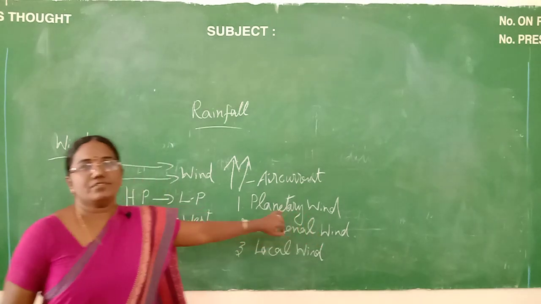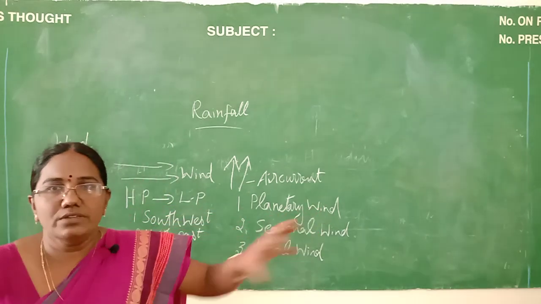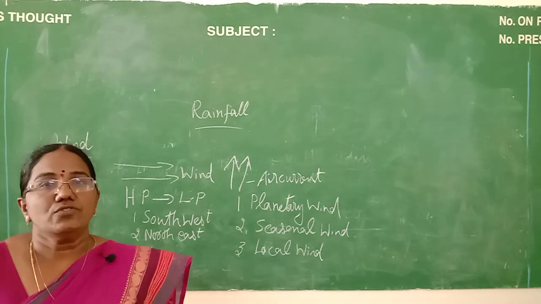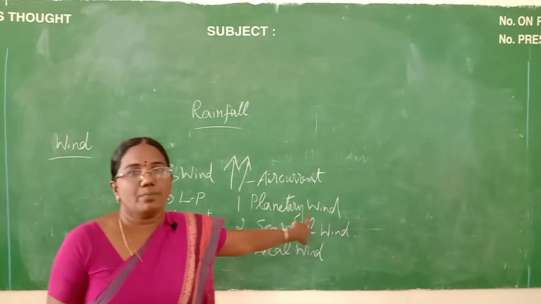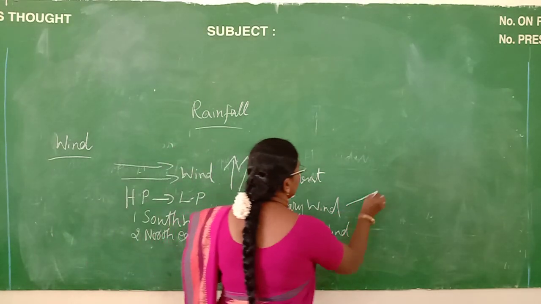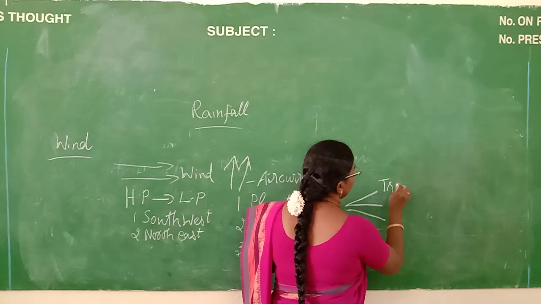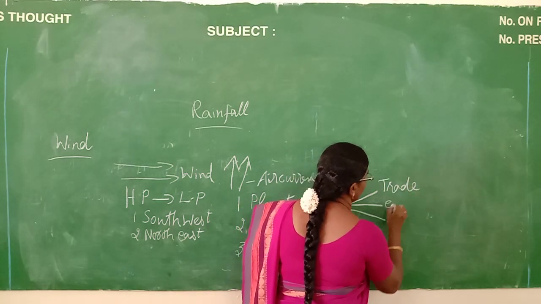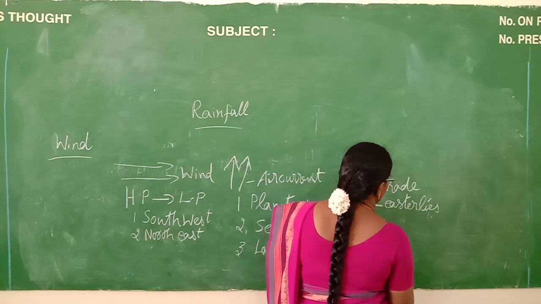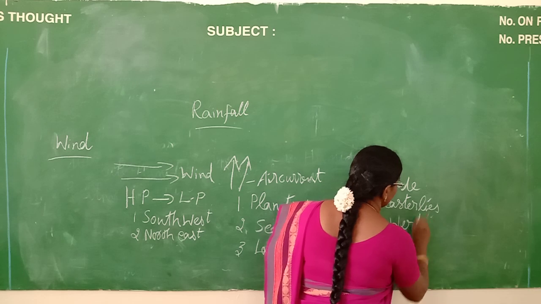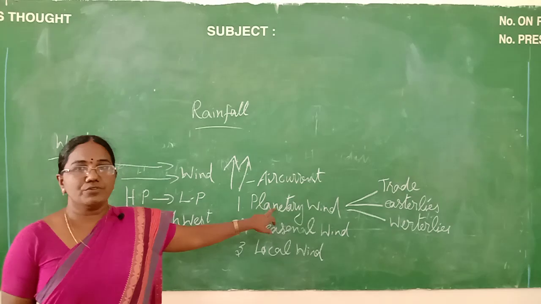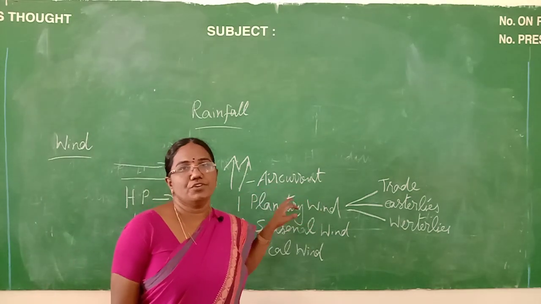The planetary winds are the ones which blow in almost the same direction throughout the year. This is permanent wind or planetary wind. It has three types: trade winds, easterlies and westerlies. These are permanent, flowing in the same direction throughout the year.